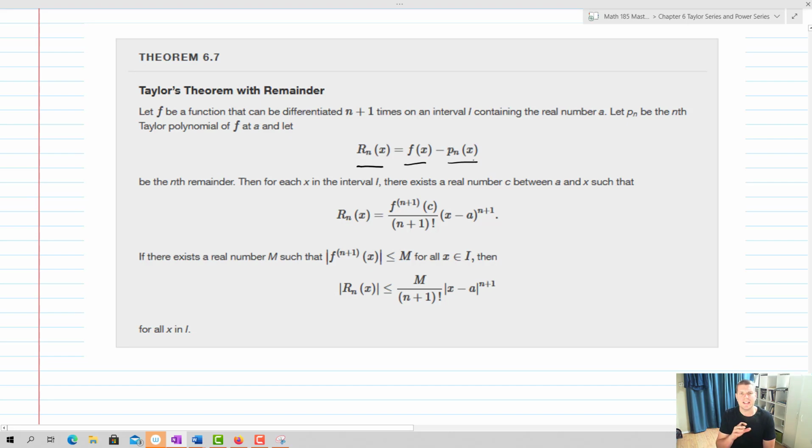And then for each x in the interval I, there exists a real number c between a and x such that Rn of x equals the (n plus 1)th derivative of f at c, over (n plus 1) factorial, times (x minus a) to the n plus 1. And if there exists a real number M that bounds that derivative, so the absolute value of f to the (n plus 1) of x is less than or equal to M for all x belonging to I, whatever interval you're on, then the absolute value of the remainder has got to be less than or equal to M over (n plus 1) factorial times the absolute value of (x minus a) to the n plus 1.